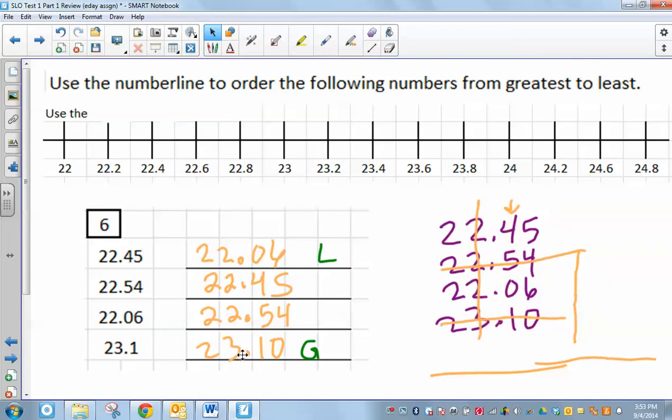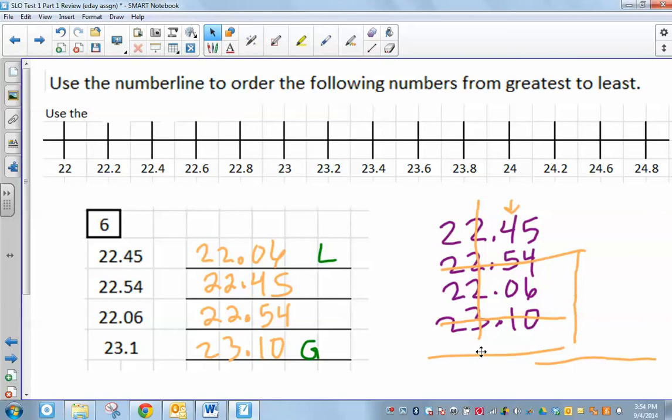So 23, it's like saying $23.10. That's my largest number. Then I'm going to look at my tenths place because the 2's are all worth the same. So let's find the next largest number. So in the tenths spot, what's the largest value? The 5, the 4, the 0, or the 1? Well, the 5 is, so 22 and 54 hundredths will be next.